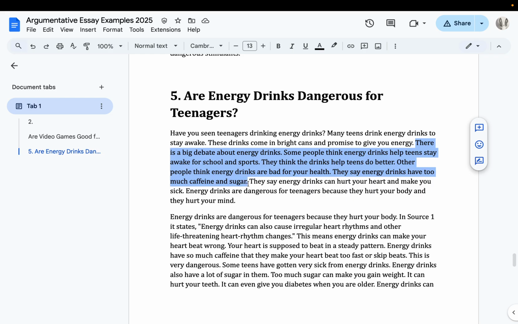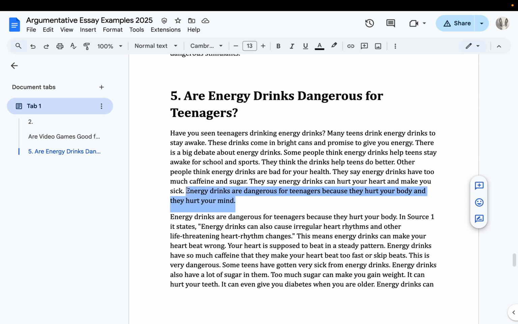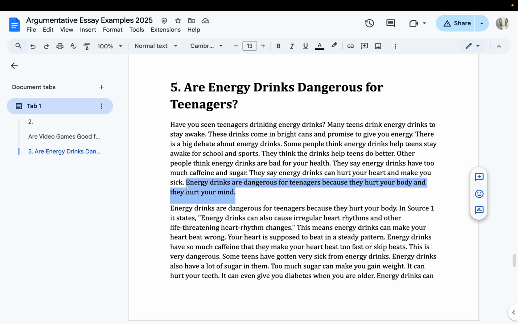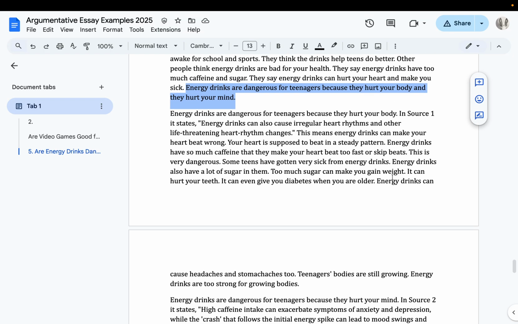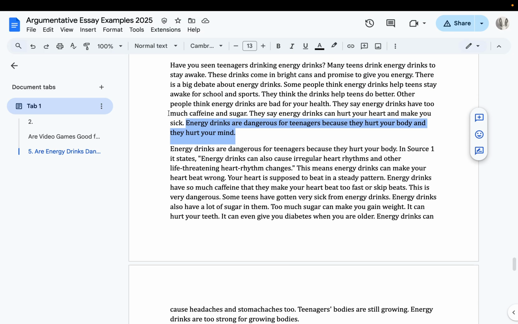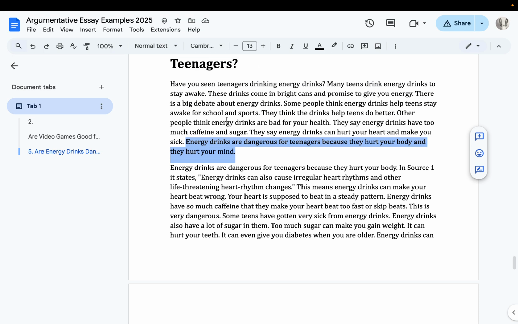And then here again, there's a big debate about energy drinks. Some people, and then talk about how some people say this and some people say this, right? What are the two sides? And then you state your side. Energy drinks are dangerous for teenagers because they hurt your body, and you can just say they hurt their body and hurt your mind. Here it says your. I hope you guys are getting the idea of what I want in your essay. Again, one thing that I noticed was context was an issue and the hook was an issue.